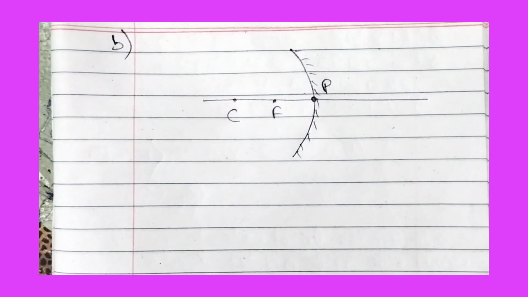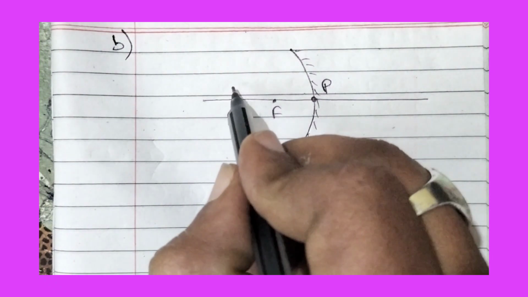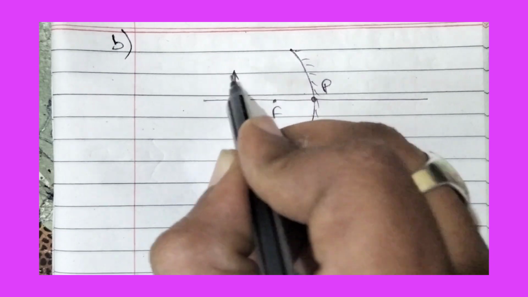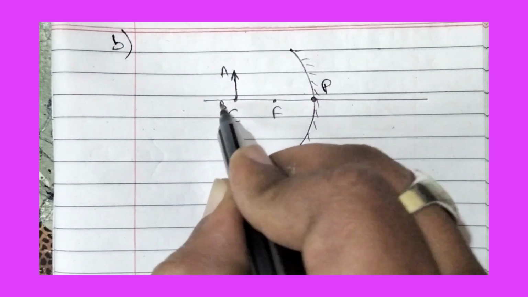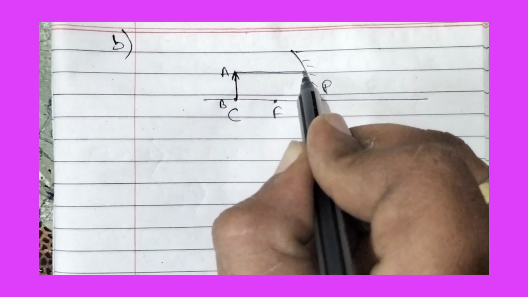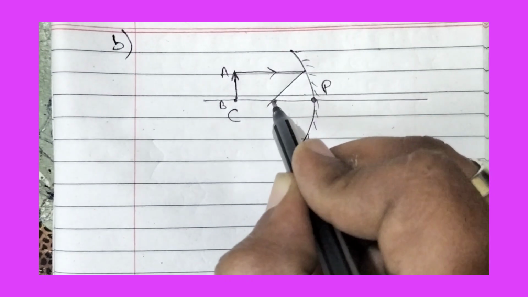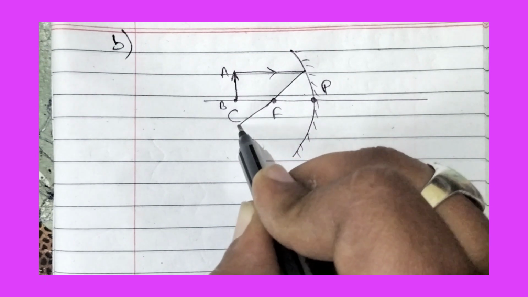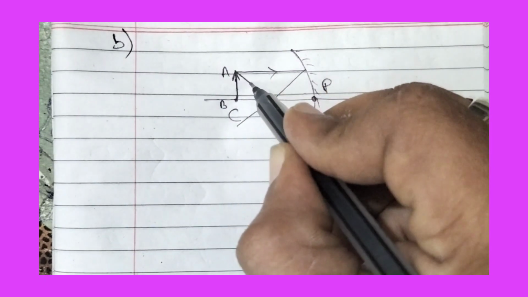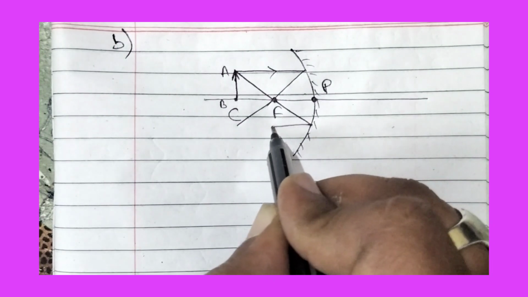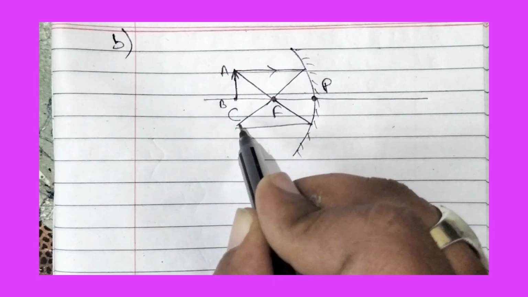Now we have to find where to place the object to get image size equal to object size, which means the object should be kept at center of curvature. So if the object is kept at center of curvature, the light ray which is parallel to principal axis, after reflection passes through principal focus. Then the light ray which passes through principal focus, after reflection is parallel to principal axis.